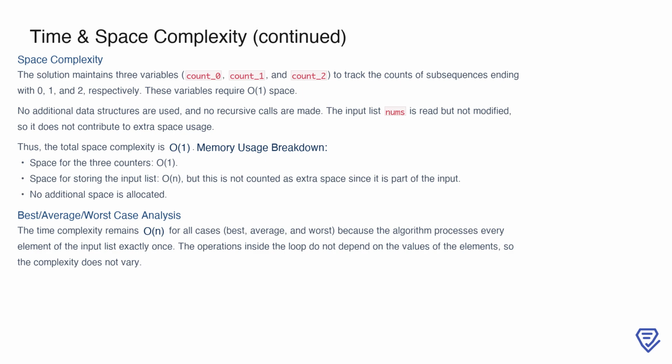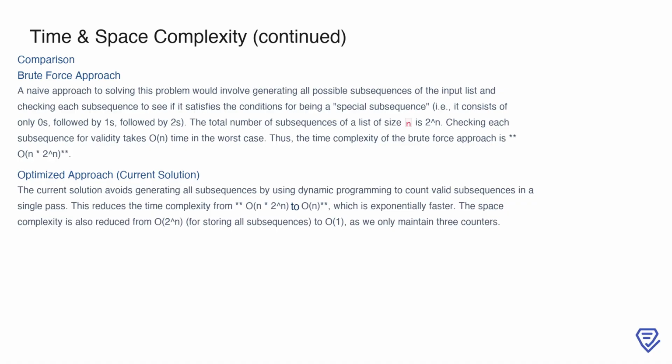Moreover, the time complexity remains O(n) across all scenarios, whether best, average, or worst case, since the algorithm processes every element of the input list exactly once, regardless of the values within the list. Comparing this optimized approach to a brute force solution highlights its efficiency. A naive method would involve generating all possible subsequences of the input list. Since a list of size n has 2^n subsequences, this approach would require O(2^n) space just to store them. Additionally, checking each subsequence to determine if it is special would take O(n) time per subsequence, resulting in a total time complexity of O(n * 2^n).